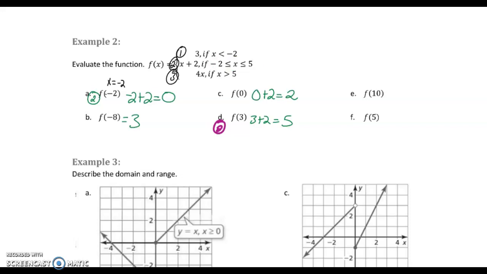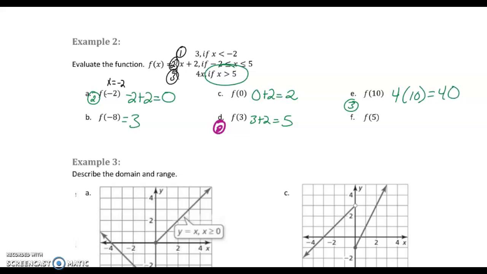Okay, which function would work for E? 10. Okay, function 3 would, because 10 is greater than 5. So that's why function 3 would work. So it's 4 times x, and x is 10. So 4 times 10 is 40.